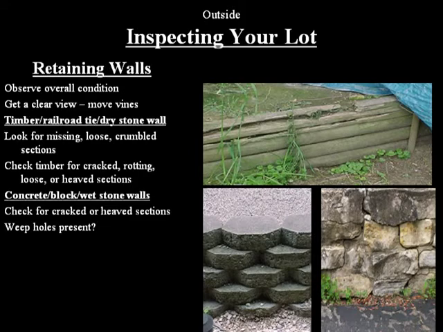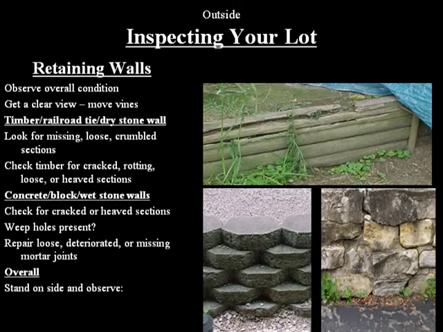Also verify that weep holes are present. These are holes located at the base of the retaining wall that allow water that accumulates behind the wall to safely drain out. Without these, water would accumulate behind the wall and cause hydrostatic pressure pushing outward on the wall and eventually leading to collapse. And with mortar, you must repair loose, deteriorated, or missing joints periodically.